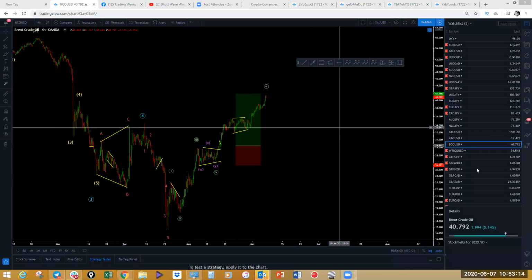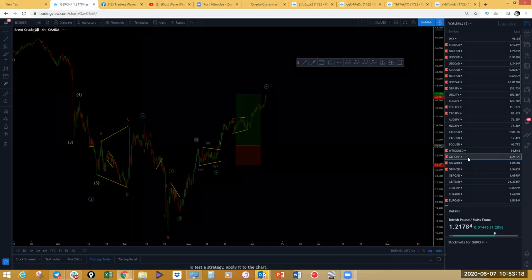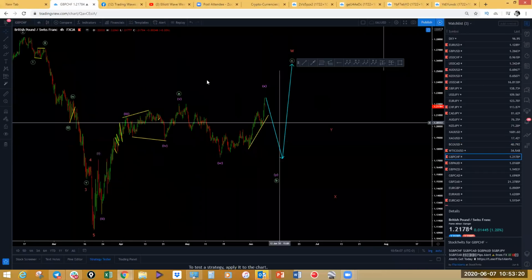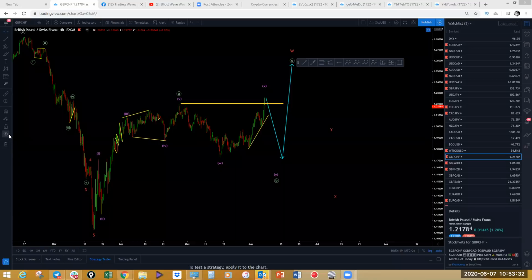Let's look at the pound pairs. Looking at the pound pairs, pound Swiss should follow pound US dollar, and not the rest of the pound pairs, because as you've seen, interestingly, pound Aussie and pound New Zealand are looking downside, but pound US dollar and pound Swiss are looking upside.